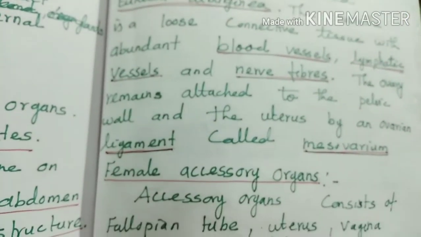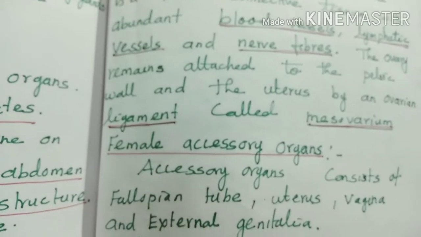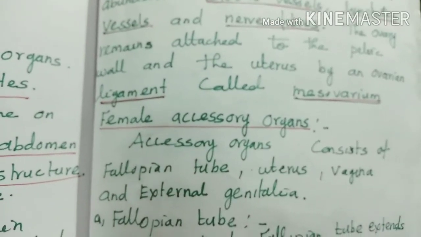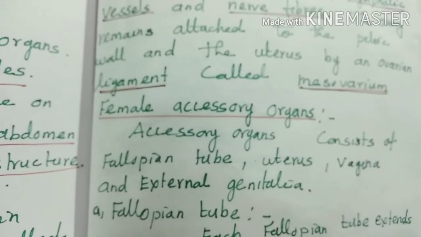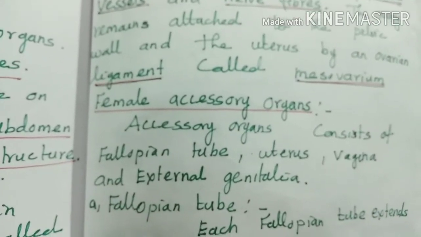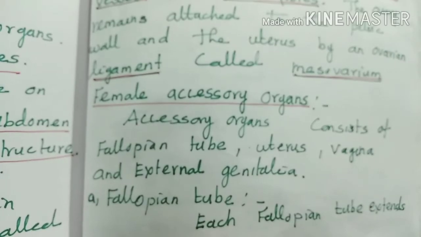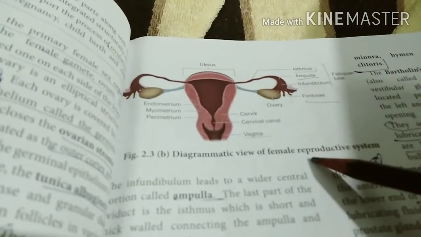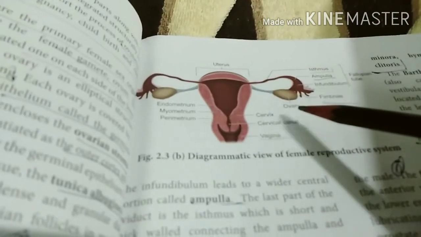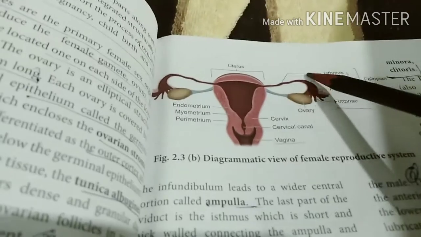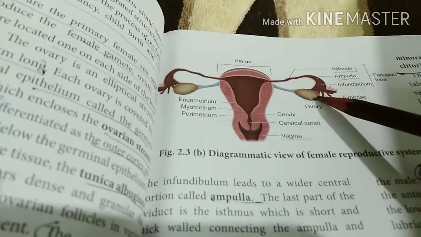Next one is the female accessory organs. Female accessory organs consist of the fallopian tube, uterus, vagina and external genitalia. First one is the fallopian tube. Let us see the diagrammatic view of the female reproductive system. This part is the fallopian tube.